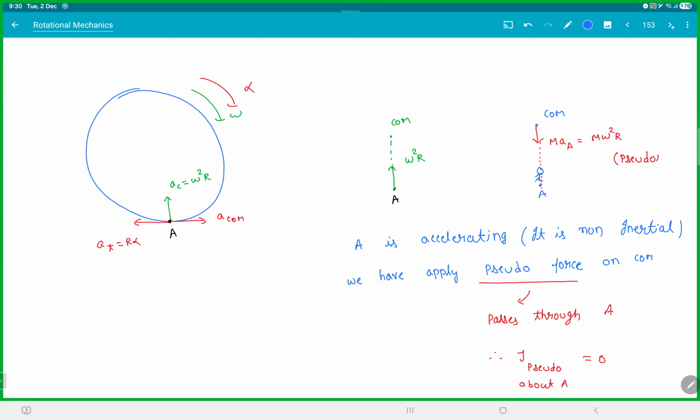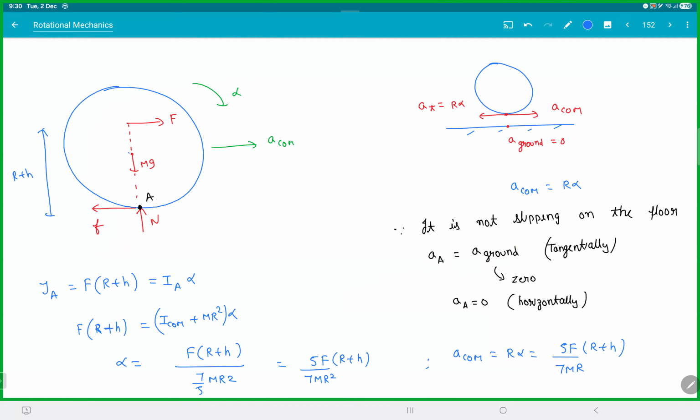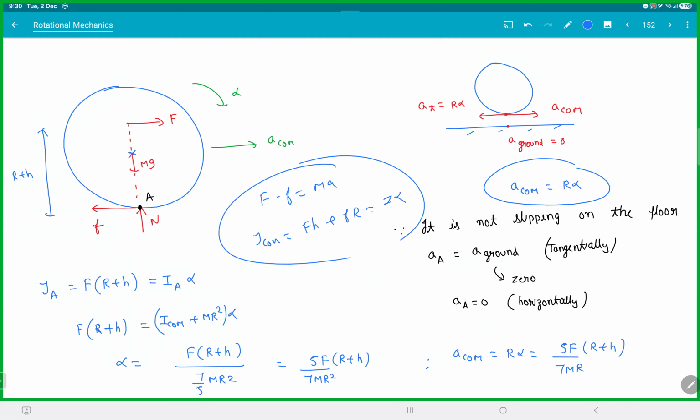Are you clear with this? Yeah, but you don't want to do all this discussion. You can go with the regular steps. You can always write torque about center of mass. That will work. Even if it accelerates, then you can write the force equation: F minus f is equal to ma. Torque about center of mass will be F into h plus friction into r is equal to I alpha. Two equations, three equations, solve. You'll get the same answer. You can check it out and see.